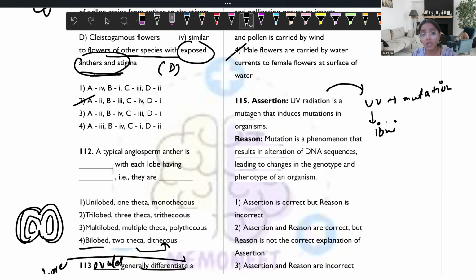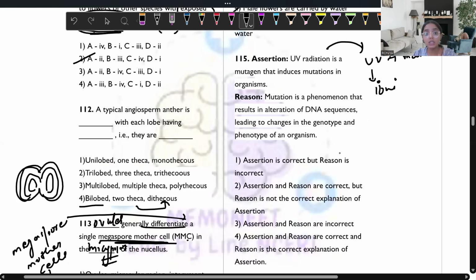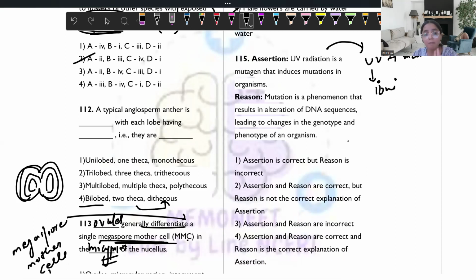What is the reason? Mutation is a phenomenon that results in alteration of DNA sequences leading to changes in genotype and phenotype of an organism. This is the definition of mutation. It results in change in the DNA, which will be present in the genotype, that is in the genes also, and in the phenotype, that is it will be visible to the people also. So this is the correct statement. Both assertion and reason are correct.